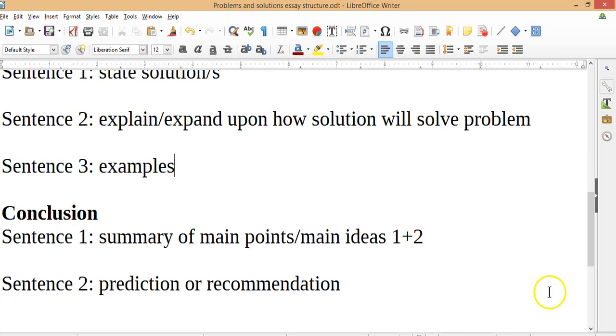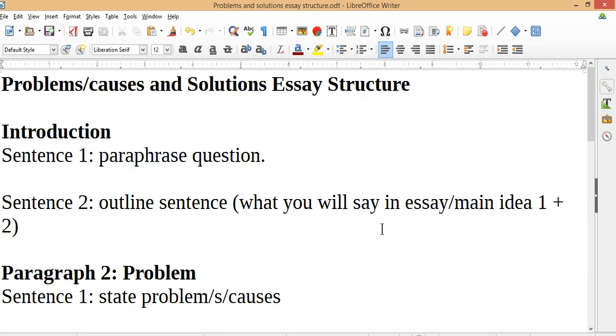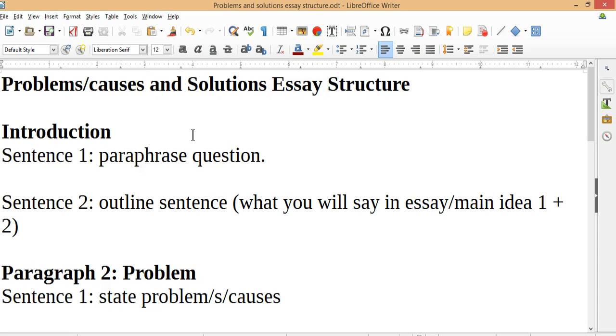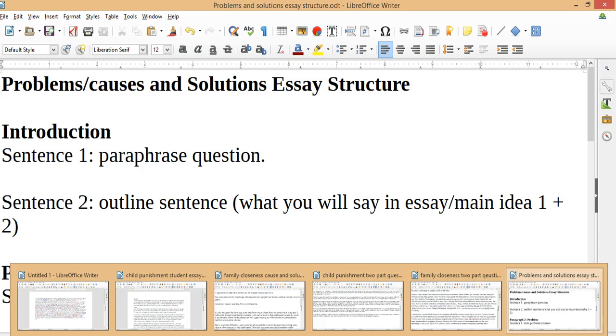Now, the problems and solutions, I may make a different tutorial on that, but it's basically the same. You just substitute problem for cause. It's basically the same. Identical, yeah.